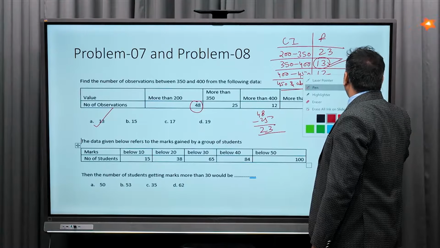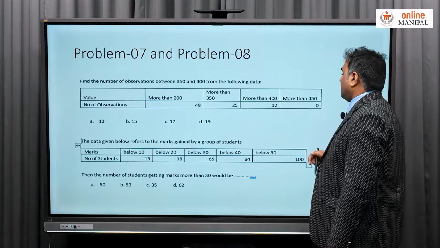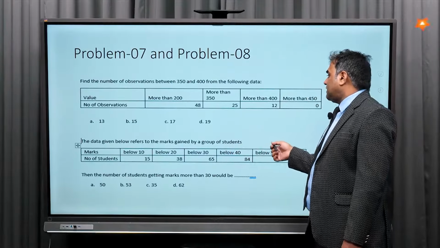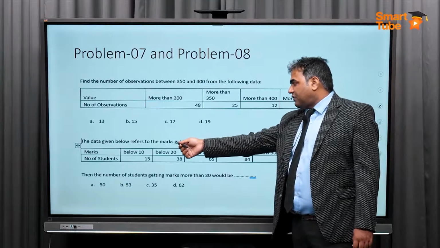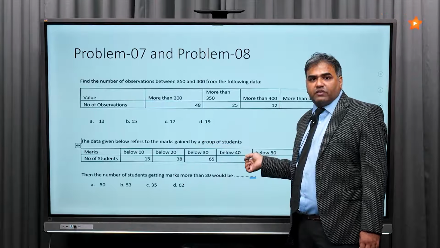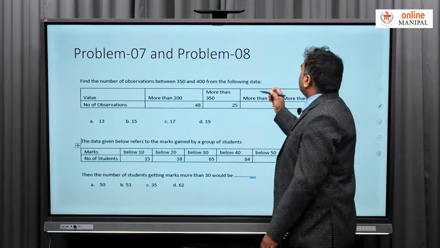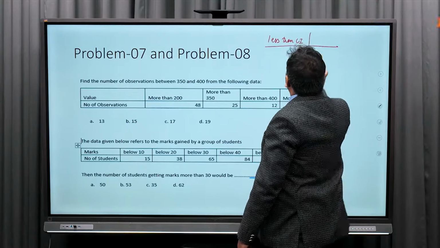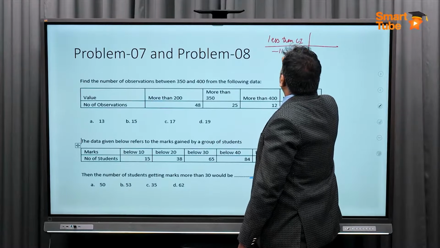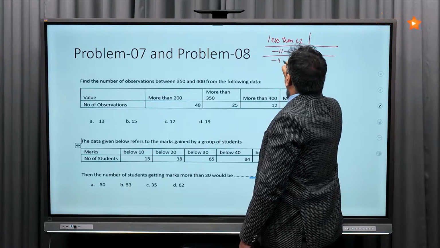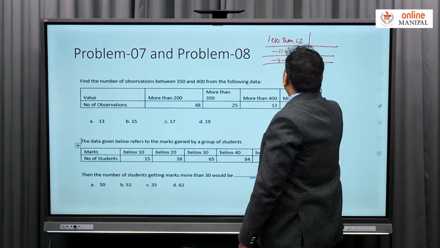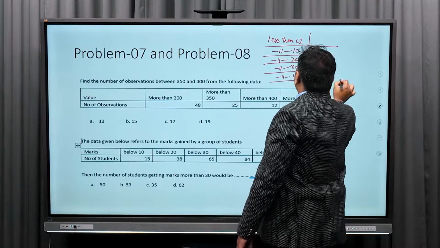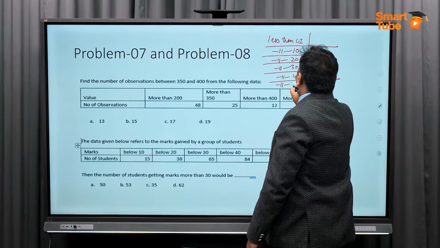Now let's do the next problem. Now in the next problem, the data given here refers to the marks gained by a group of students. Here if you notice, the word is given below. Below means less than class interval with less than cumulative frequencies given. So here if I write less than class interval, you can see they use below 10, then below 20, then below 30, then below 40, then below 50. Okay. So below means less than.